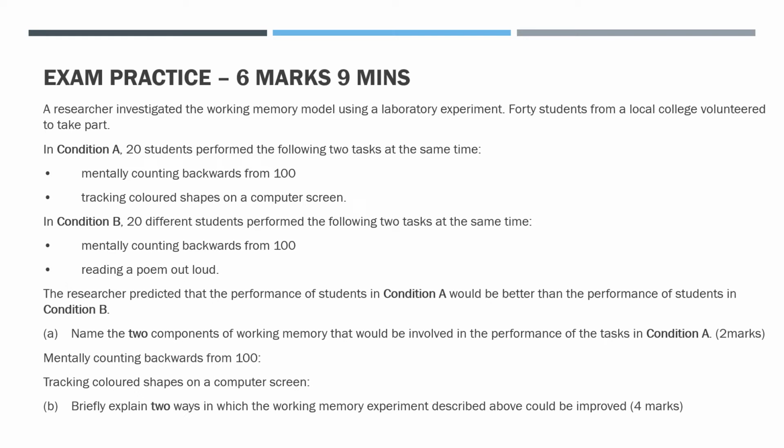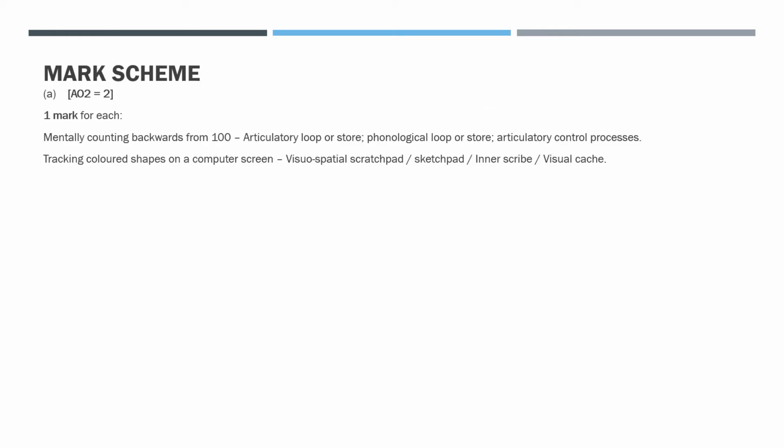Right then, let's go through the mark scheme. If you've got a different colour pen, do it in that. If not, just make sure you put a star next to what you needed to change, give yourself a bit of a mark really. So mark scheme for question A, you get 1 mark for each.